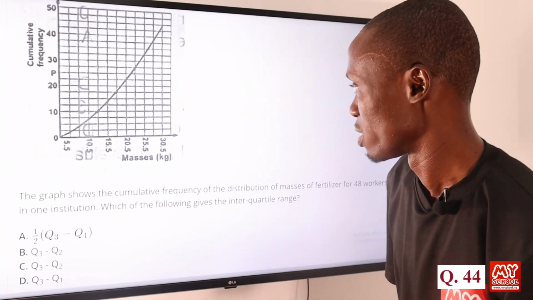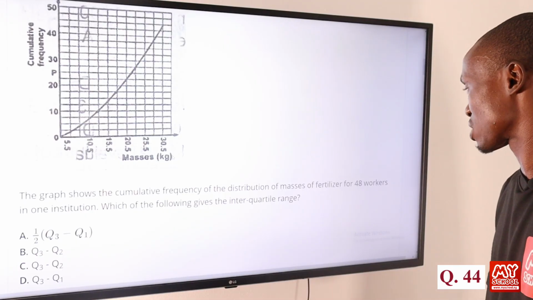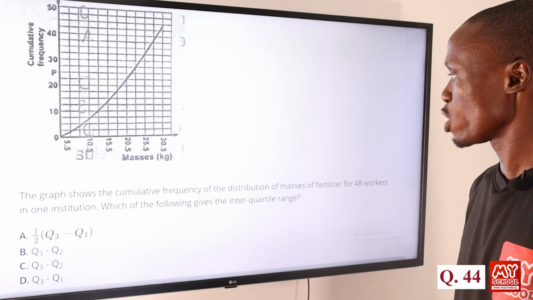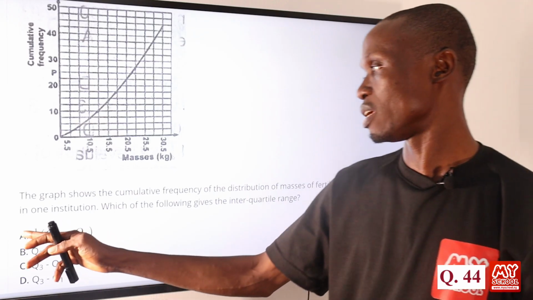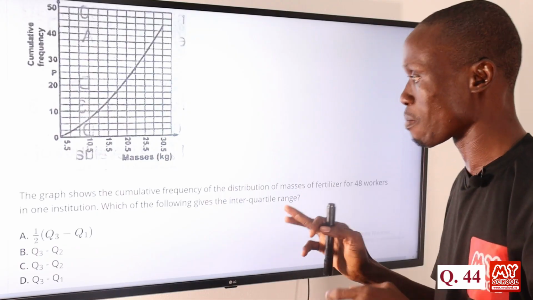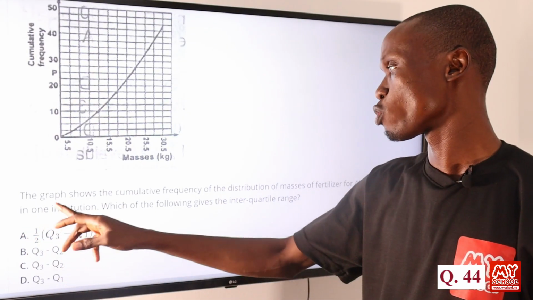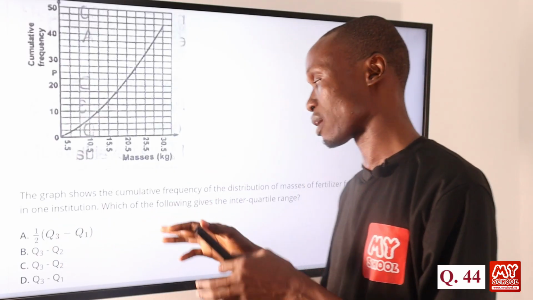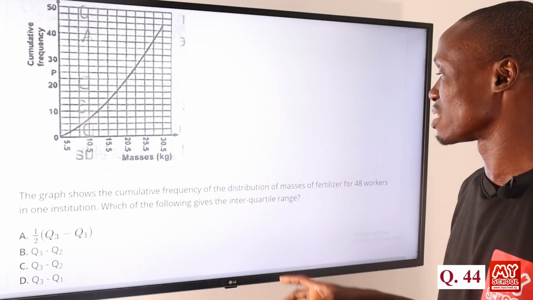Question 44. The graph shows the cumulative frequency of the distribution of masses of fertilizer for 48 workers in one institution. Which of the following gives the interquartile range? The first one we have, A, is equal to 1 over 2 times Q3 minus Q1 in bracket. Actually, 1 over 2 times Q3 minus Q1 is the formula for calculating the semi-interquartile range. But in this question, they asked which of them gives us the interquartile range.